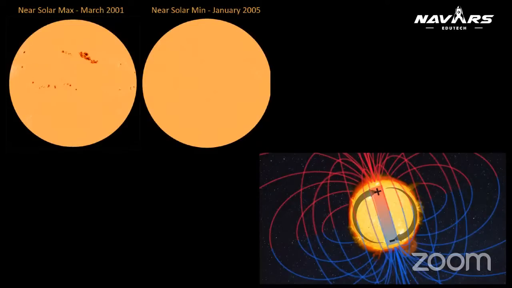So when there are lots of sunspots which are visible, you call it solar maxima. And then when you see there are no sunspots, that is solar minima. And this is an 11 year cycle. So every 11 years, you have many sunspots. And after every 11 years, there are no sunspots visible. So that is due to the sun's dynamics which are taking place.